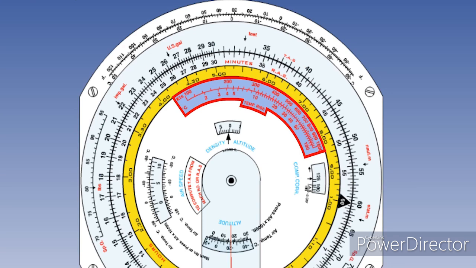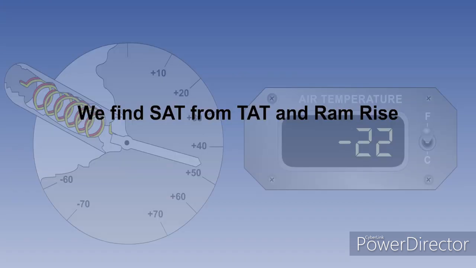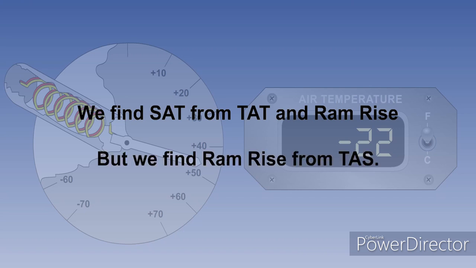We looked at the blue scale in a previous lesson. It shows ram rise for any particular true airspeed. In this example, a true airspeed of 400 knots gives a ram rise of 17 degrees Celsius. However, when solving this problem with a temperature gauge that shows TAT, you need to know your ram rise to find the TAS. But you also need the TAS to find the ram rise. So how do we start?